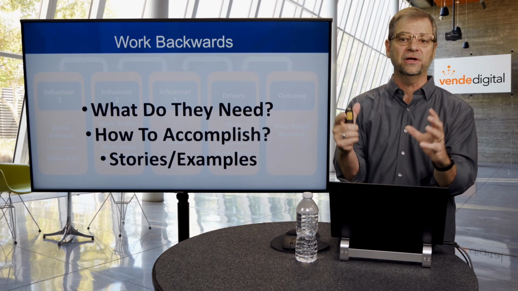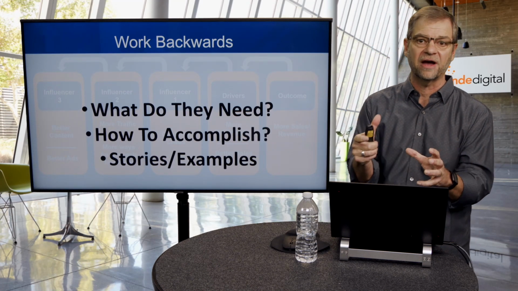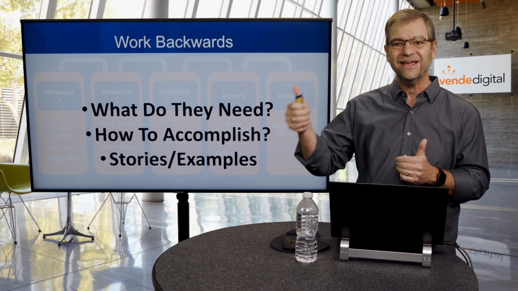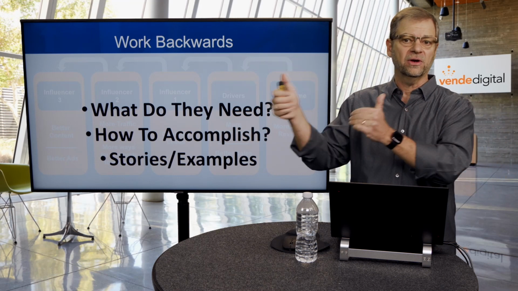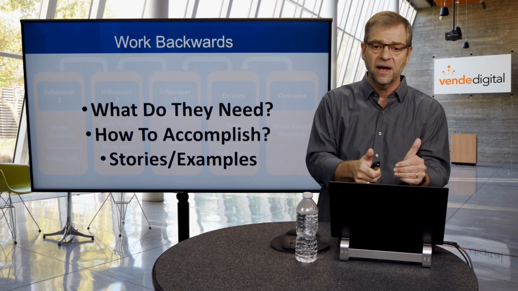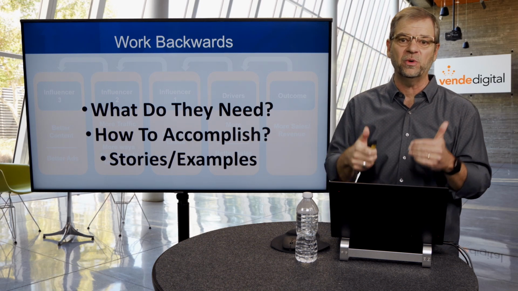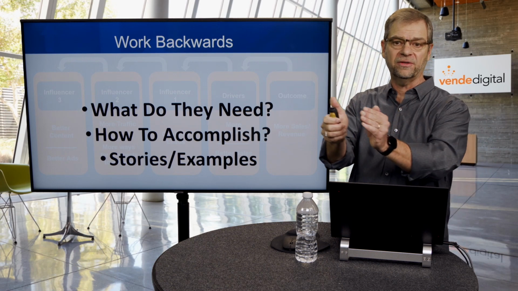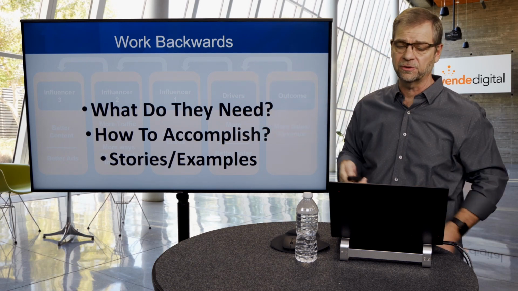Once you go through and understand those influencers and those drivers and those outcomes, then you need to ask yourself the question, what do they need? Now that we know what they're trying to accomplish, what things can we deliver to them that are going to help them accomplish that? And then what are some stories and examples that we can show to prove and validate that if they do these things this way, they're going to get the desired outcomes that they're looking for?